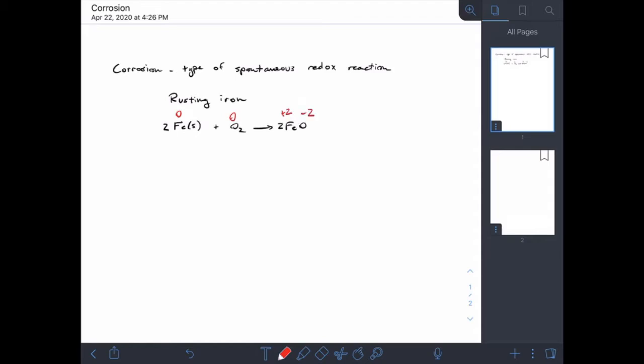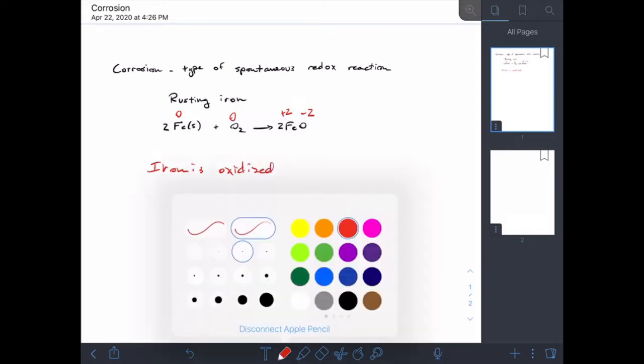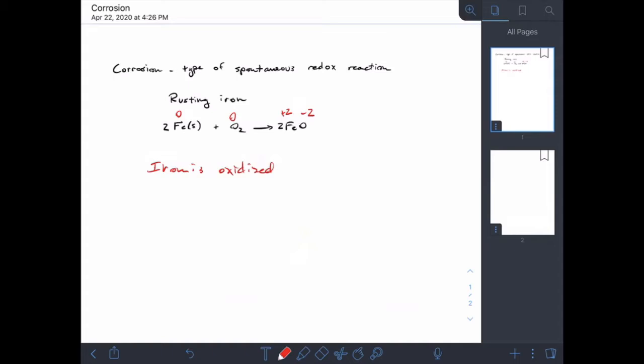So iron is being oxidized. Iron is oxidized from iron solid to iron 2+, and oxygen is reduced from oxygen gas to 2O2-. Right? So the question is, why does this happen?